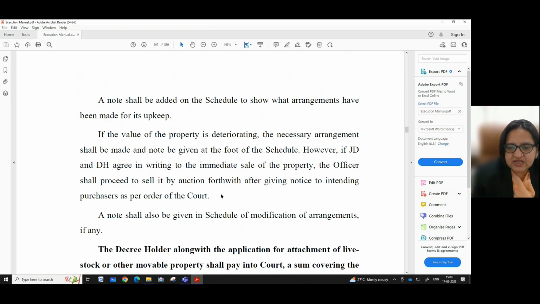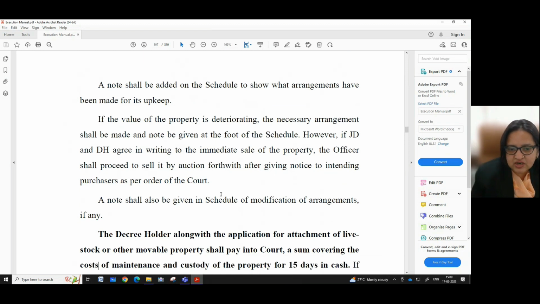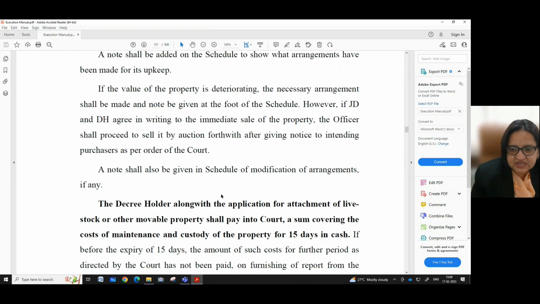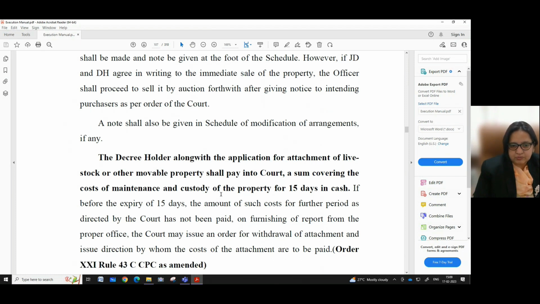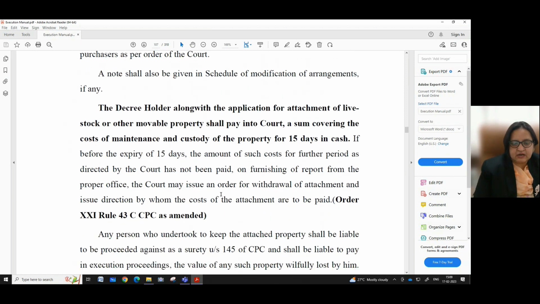The decree holder, along with the application for attachment of livestock or other movable property, shall pay into court a sum covering the cost of maintenance and custody of the property for 15 days in cash. If before the expiry of 15 days, the amount of such costs for further period as directed by the court has not been paid on furnishing of report from the proper office, the court may issue an order for withdrawal of attachment and issue direction by whom the cost of the attachment are to be paid. Order 21, Rule 43C CPC as amended.